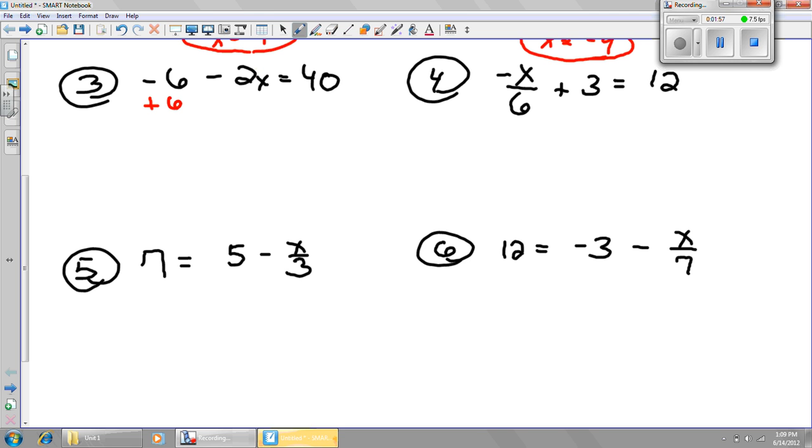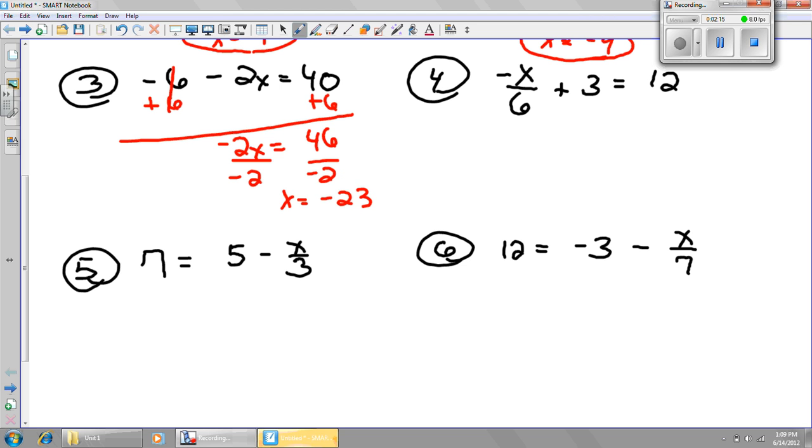I'll use the inverse operation, adding 6 to each side. Those cancel, leaving me with a negative 2x equaling 46. I'll divide each side by negative 2. And x will equal negative 23.